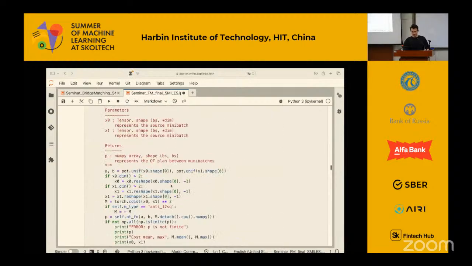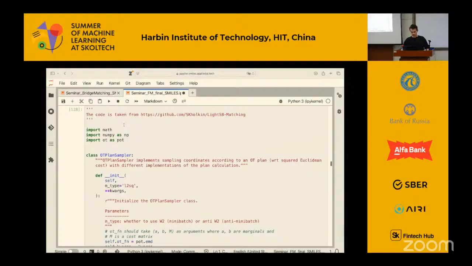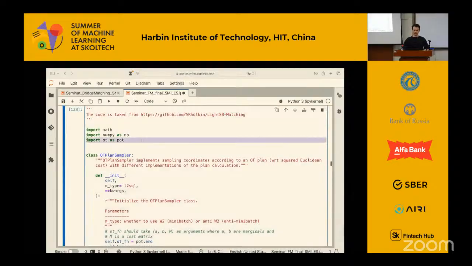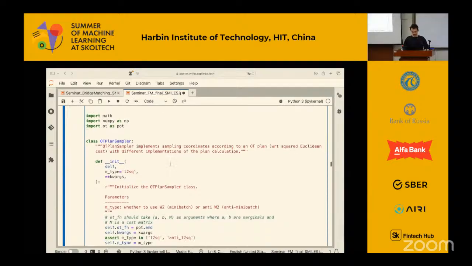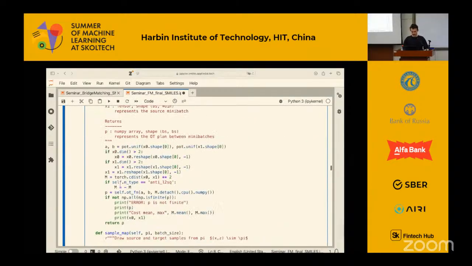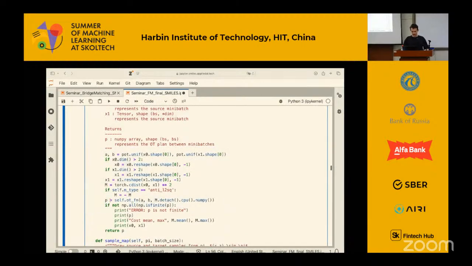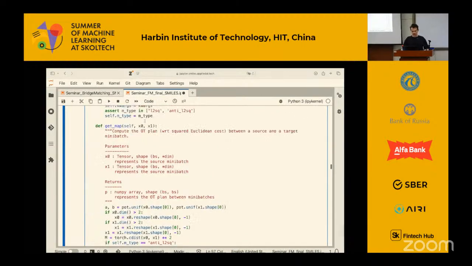So let's see how to implement this. We would use here a beautiful library called POT. This is a very famous Python library for optimal transport. If you are familiar with optimal transport, you surely know what it is. It's basically the state of the art for PyTorch and optimal transport. And we do some technical stuff here, and basically we take some samples x0 and x1.